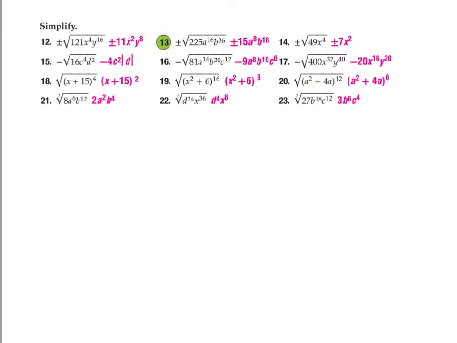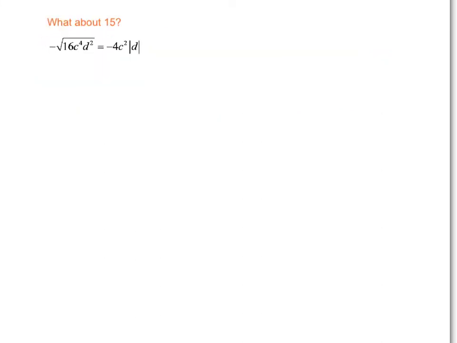Okay, so here's a quick reminder review, kind of a description of why the answer to number 15 was different than all the other ones, why it needed that absolute value. So if we look at this, we're going to take the square root of 16. That's going to give us the 4. There's a negative on the outside, so we just bring that down.